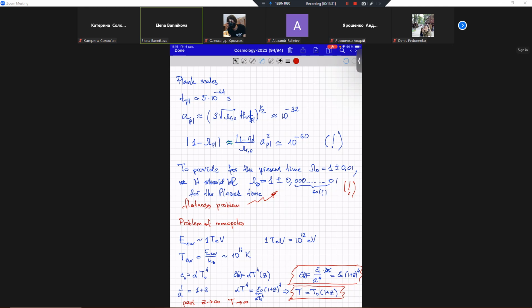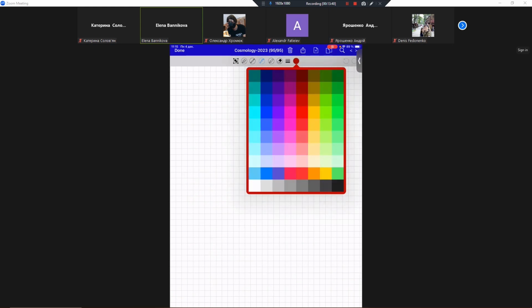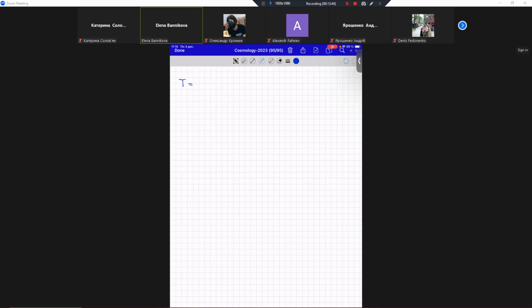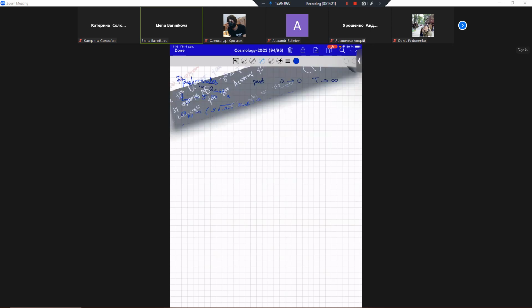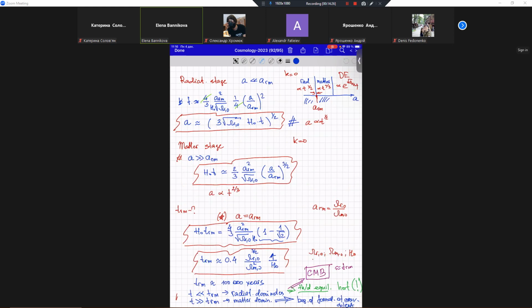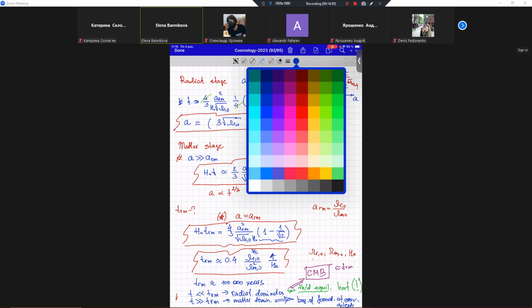Also, since we know the relation between scale factor and redshift, we can write T equals T0, and instead of 1 plus z, we put 1 divided by a. Again, you can see that if we go to the past, a tends to 0 and T tends to infinity. Now let's find the relation between temperature and cosmological time. For this, we can use the dependence of scale factor on cosmological time for the radiative stage. We just obtained it before.